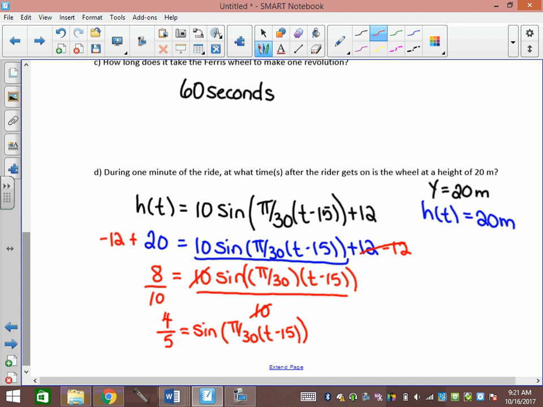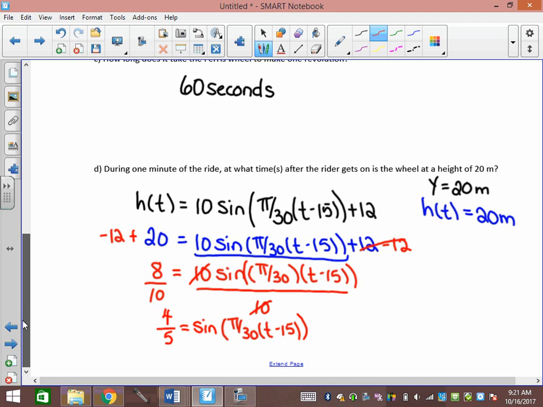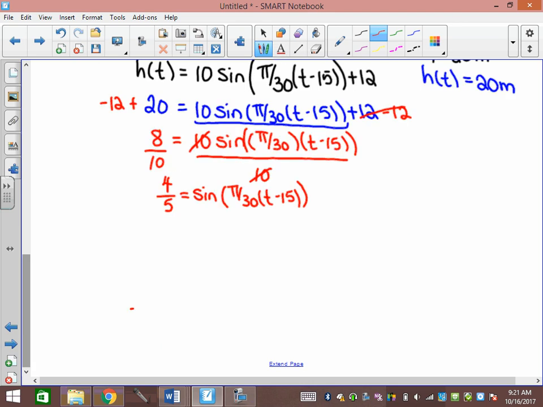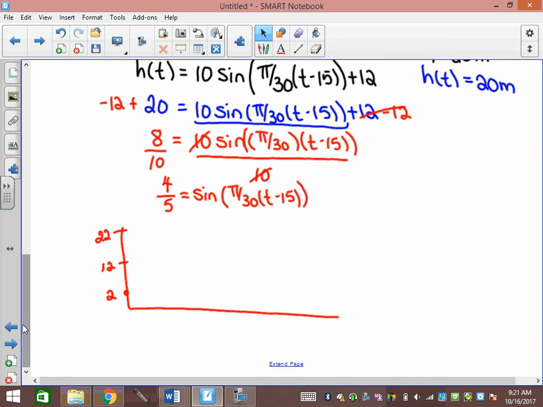Most people at this point would go Y1, Y2 anyways and give me all the answers, because you're going to get numerous answers, right? Why would that be? Well, you have a graph that looks like this. At 0, we started at 2, right? And we go to 12, and we go to 22. So technically, you're going to get a graph like this. At 0, you started at 2.